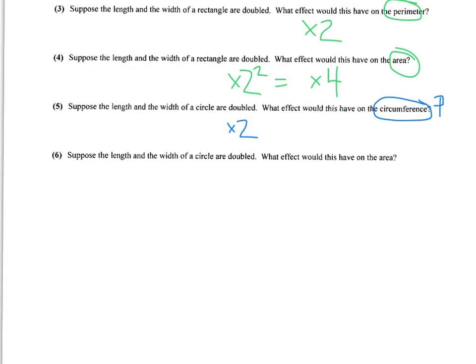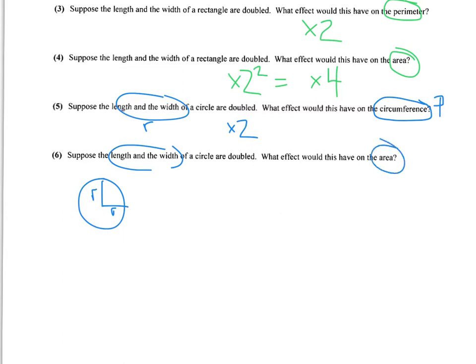And suppose the length and the width of a circle are doubled, meaning the length and width of a circle, you just think of it as your radius. Here's your radius, like your length times width. What effect would this have on the area? The area would be multiplied by 2 squared, or by 4. So area is always, you're going to square that ratio. Perimeter, you're going to keep that ratio the same.